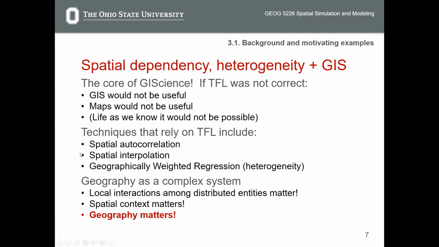Okay, so local interactions among distributed entities matter, spatial context matters, geography matters. So that's the importance of the first law of geography. I think this is important enough, right? If it was not there, we would not talk about GIS today.